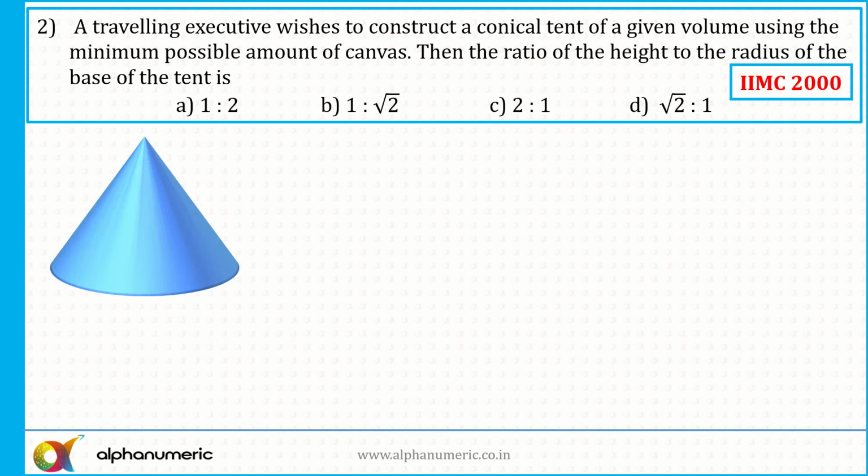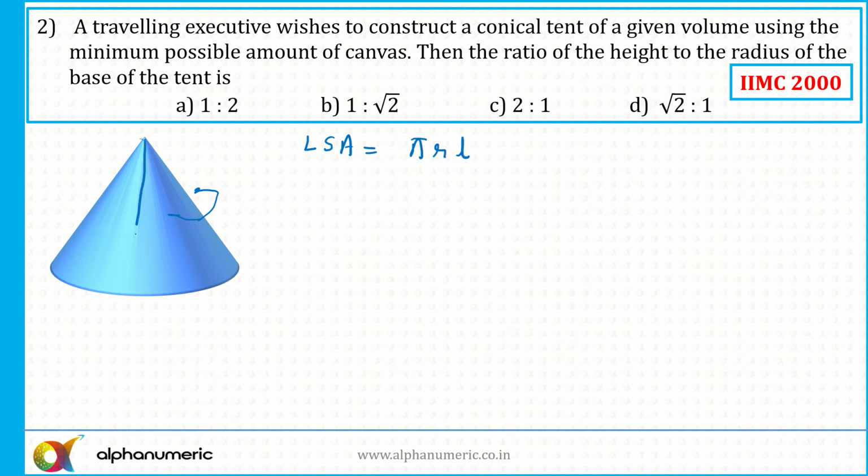The second question says a traveling executive wishes to construct a conical tent of a given volume using the minimum possible amount of canvas. So he's preparing a canvas using the minimum possible amount. Minimum amount of canvas means I need to find the lateral surface area, because if there is a tent, I need to cover it with cloth. The lateral surface area of a cone is equal to pi into r into L, where r is the radius and L is the slant height.